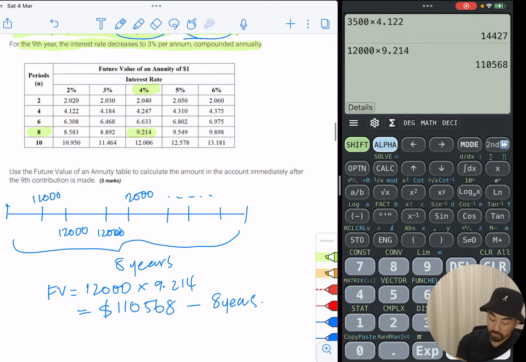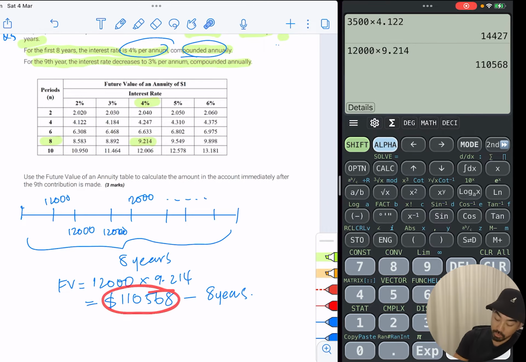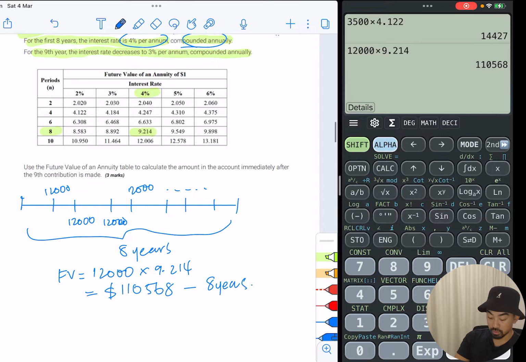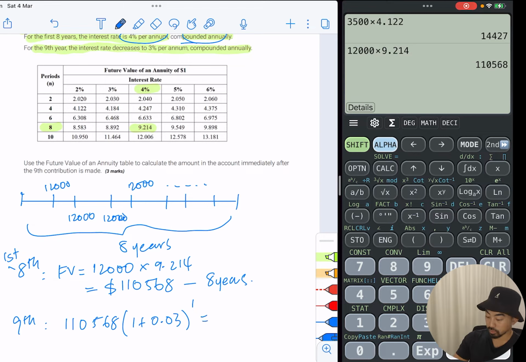Now, it says here, for the 9th year, the interest rate decreases to 3% per annum compounded annually. So we want to know how much he's going to have immediately after the 9 years. So what we need to do is we actually need to get this number, and we just need to use the compound interest for 1 year, for the 9th year, at 3%. So let's do that. So for the 9th, so this is the 1st to 8th, and this is the 9th. It's going to be 110,568 times 1 plus 0.03 to the power of 1 year. So what's that equal to?